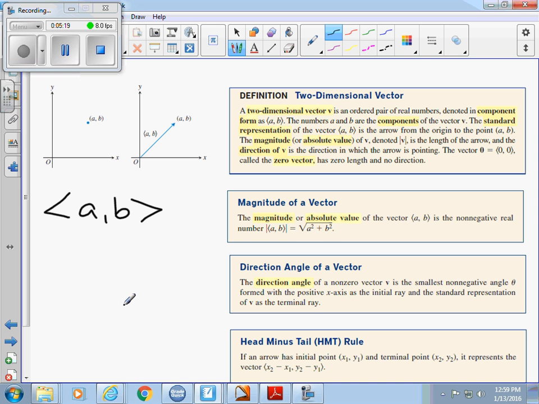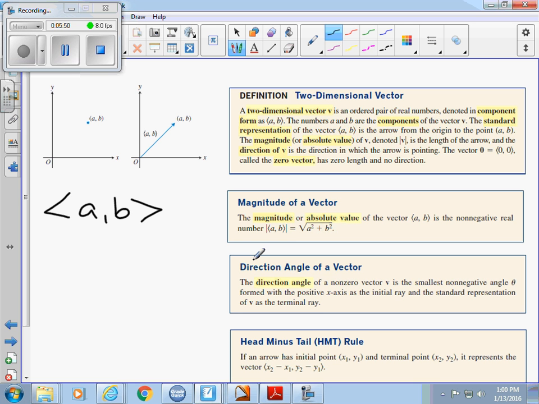The magnitude, sometimes called absolute value of a vector, but it's the length of a vector. In this textbook, I think this one's yours. If it's not, yours may be slightly different, it is denoted by the bars on V, and that's the length of the vector. And the direction of V is the direction in which the arrow is pointing.